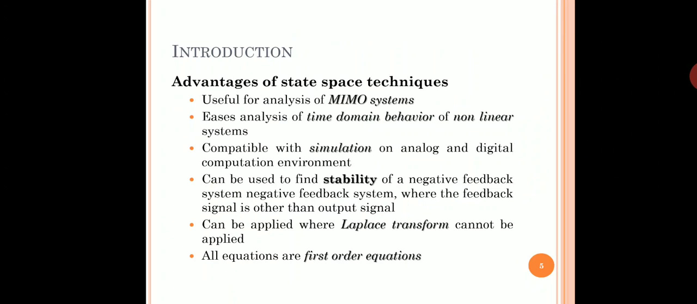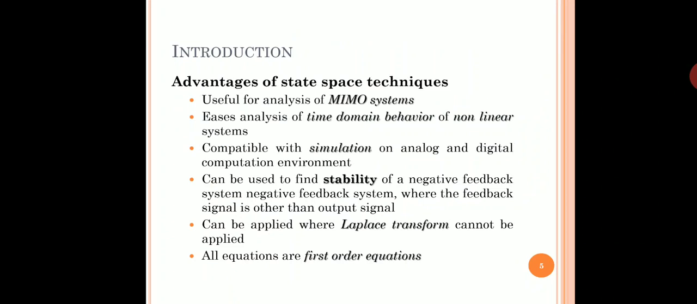For example, in most of the cases we have studied so far, we considered a unity feedback system. That means the feedback is the same as the output. In some systems where the feedback is not the same as the output signal, it becomes difficult to analyze the stability. But by applying the state variable or state space technique, we can easily analyze the stability of the system.